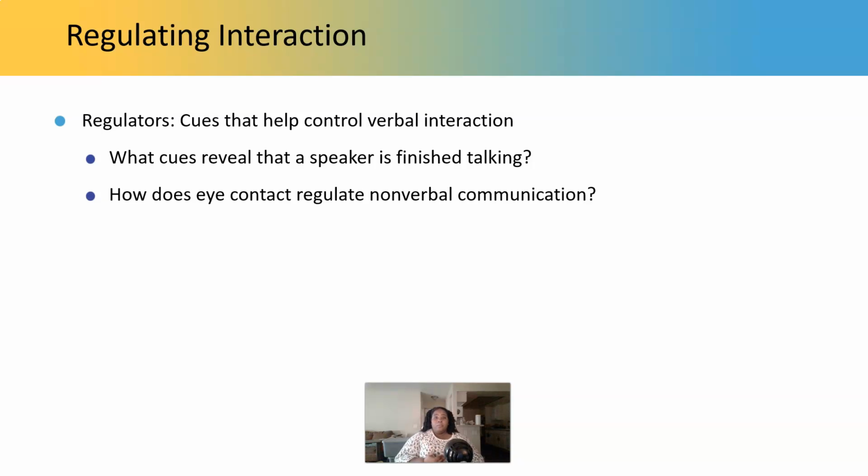Another part, when someone else is finished talking, is they might look away from the conversation. Or if someone's not paying attention, they might give you a blank stare like this. So regulators are cues that control verbal interaction, and eye contact and other gestures can play a part in regulating speaking.